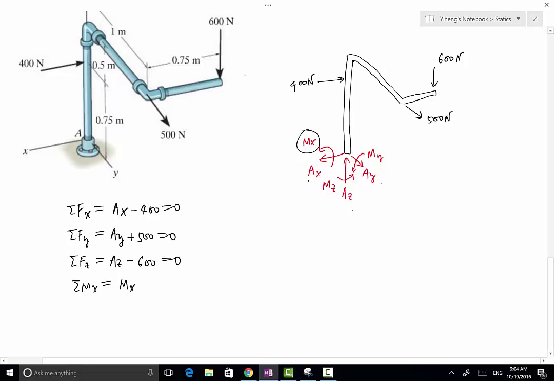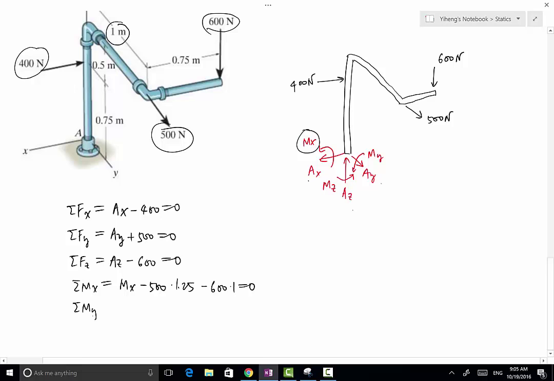The 400 Newton force is parallel to the x-axis, so no moment. The 500 Newton force is creating clockwise rotational effect with a moment arm of this much, and that is 0.5 meter plus another 0.75 meter, so that is 1.25 meter. And then the 600 Newton force, it also has moment about the x-axis. It's creating clockwise rotational effect with the moment arm of 1 meter. So that's negative 600 times 1. And that's it. That equals 0.